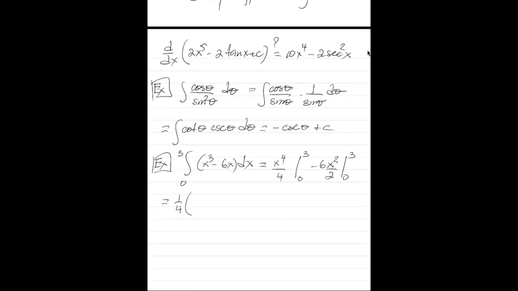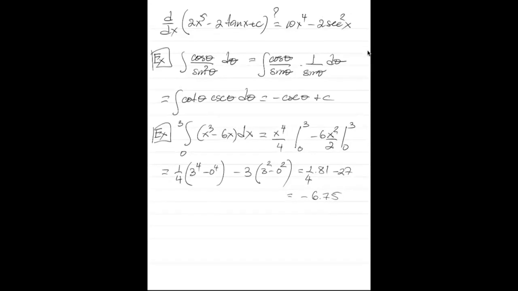So I like to separate the constants. 1/4 in this case, 3 to the 4th minus 0 to the 4th, minus 3. 6/2 is 3, so 3 squared minus 0 squared. So that is 1/4 times 81 minus, that's 9 times 3, minus 27. So that is equal to negative 6.75. So that was a definite integral, and that's why we got a number.